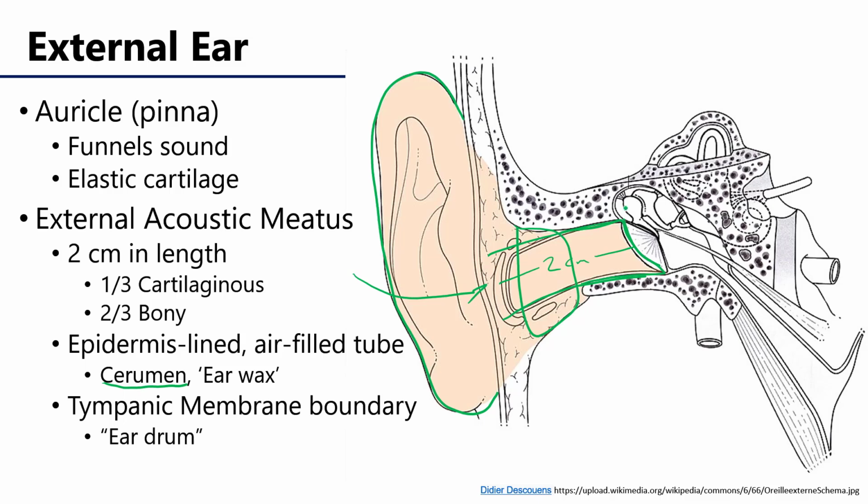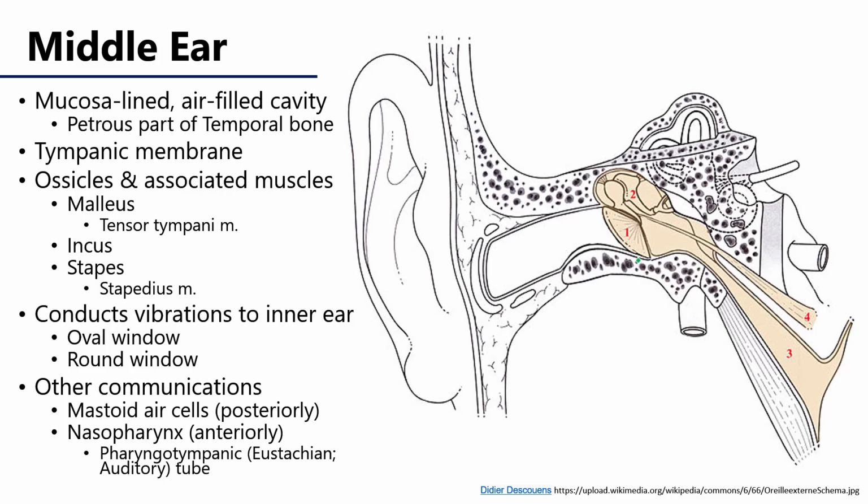Now the tympanic membrane, or the eardrum, is the boundary between the external ear and the middle ear, and it's more a part of the middle ear than it is the external ear. So let's move along to that portion of the ear. So the external acoustic meatus is a skin-lined, air-filled tube. The middle ear is a mucosa-lined, air-filled cavity. Although sometimes keratinization can occur, and we can have skin begin to invade the middle ear space, which can jeopardize its ability to transmit sound.